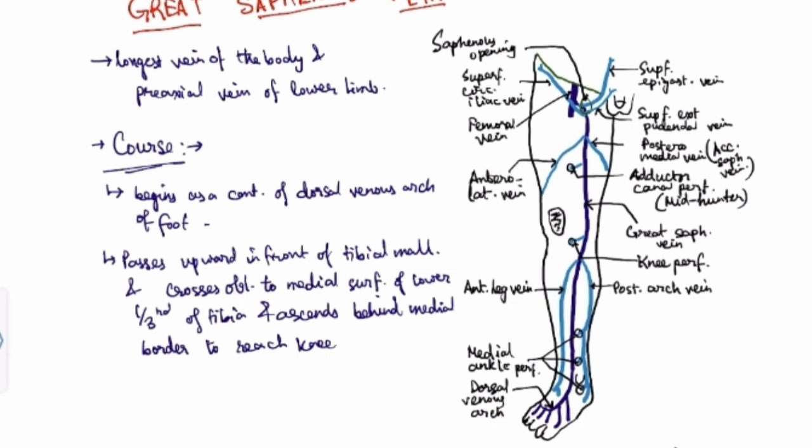If you trace the course, see it beginning from the dorsal venous arch. You can see the dorsal venous arch over here, and it's continuing. This is the tibial malleolus, so it is passing in front of the tibial malleolus, and then it is crossing over. You can see there's a little bit of crossing over to the medial surface, and then it's going behind the medial border and reaching the knee. Here is the knee, so it's going behind the medial border and reaching the knee.